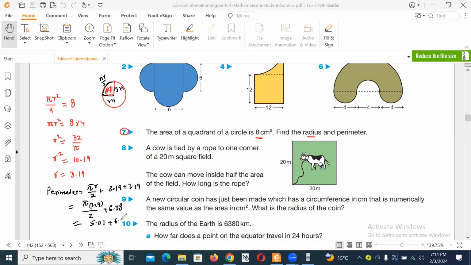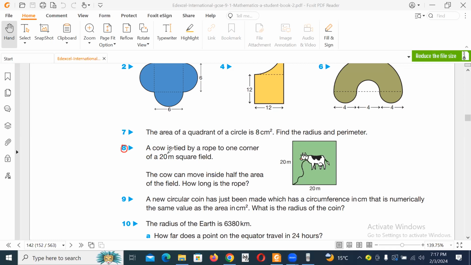5.01 plus 6.38. So the last answer is 6.38. It gives me 11.39, so 11.4 centimeters. So we found the perimeter as well as the radius. I hope it is clear.